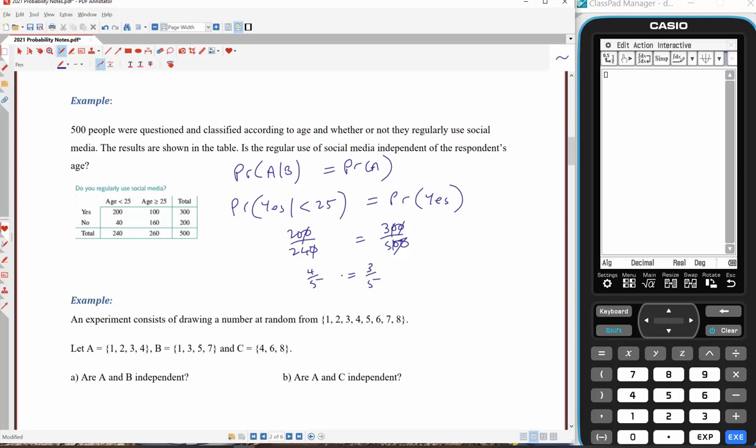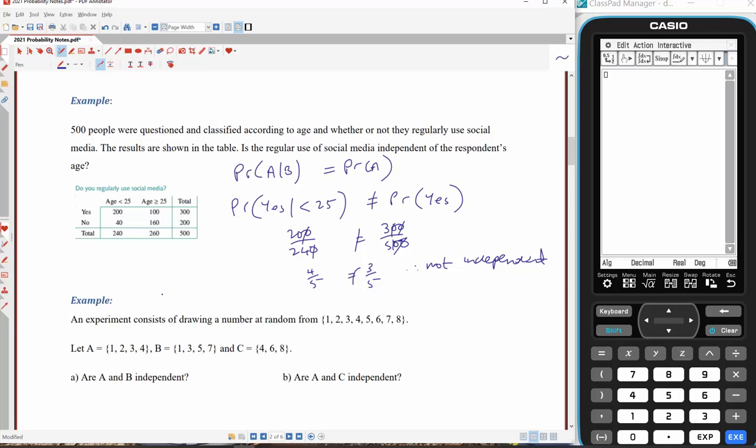4/5 equals 3/5? No, it doesn't. Therefore, not independent. That is, there's some sort of dependency. If you're under 25, you may be more likely or less likely to use social media. Knowing that a person is under 25 means that the probability that they do use social media depends on the age.